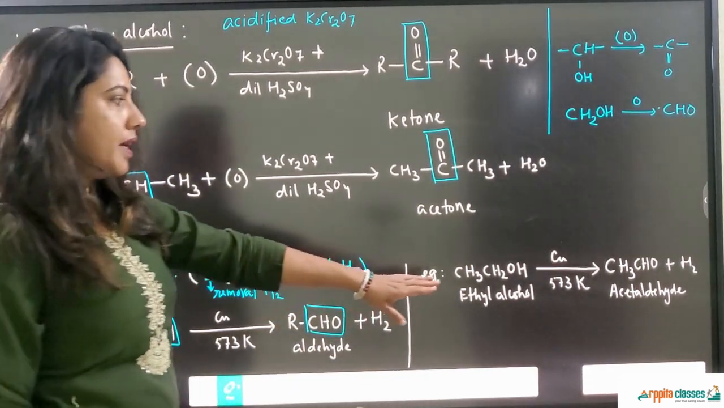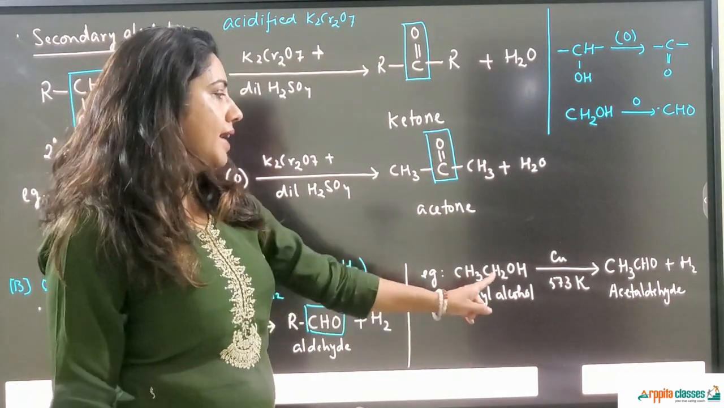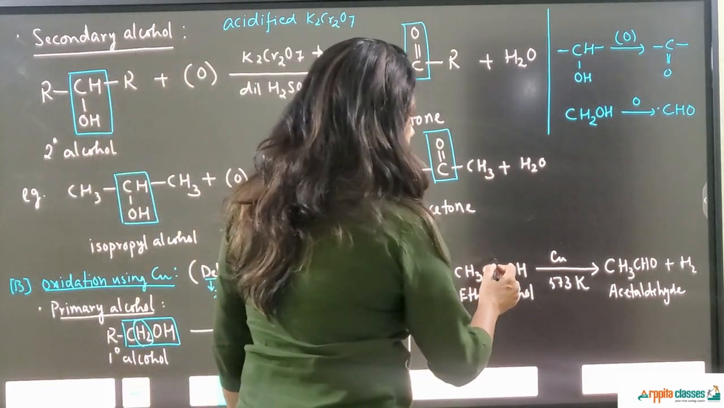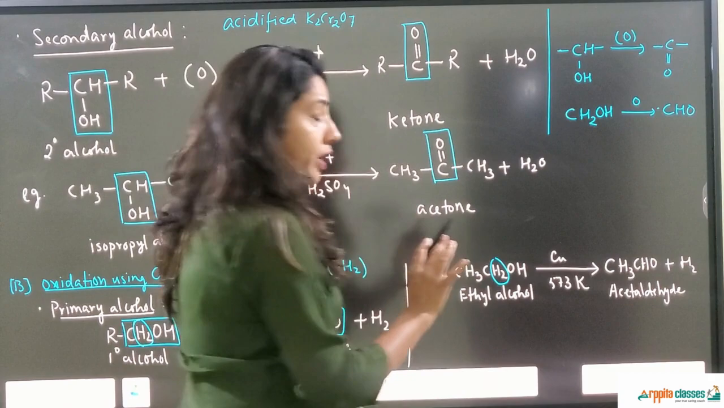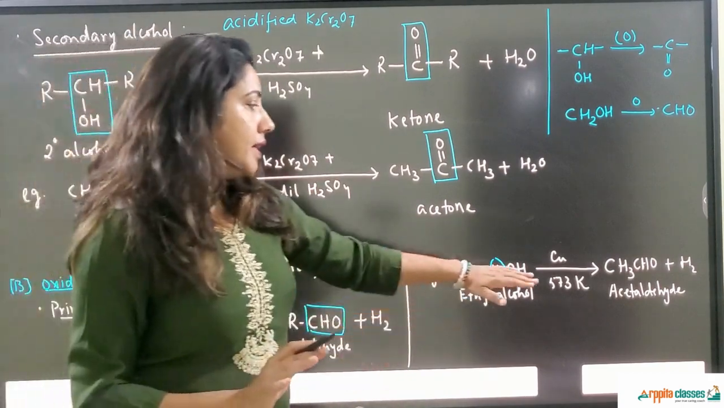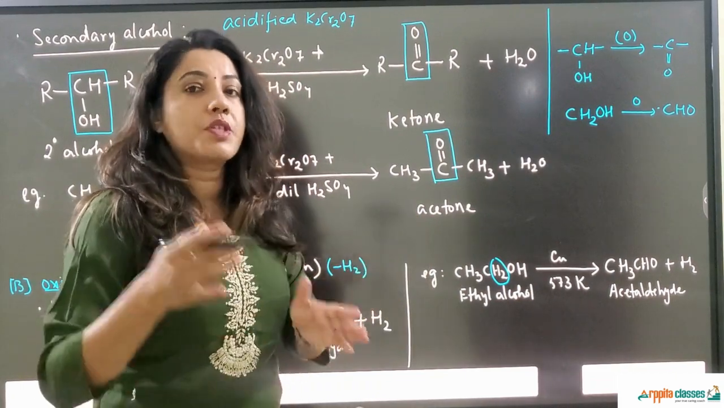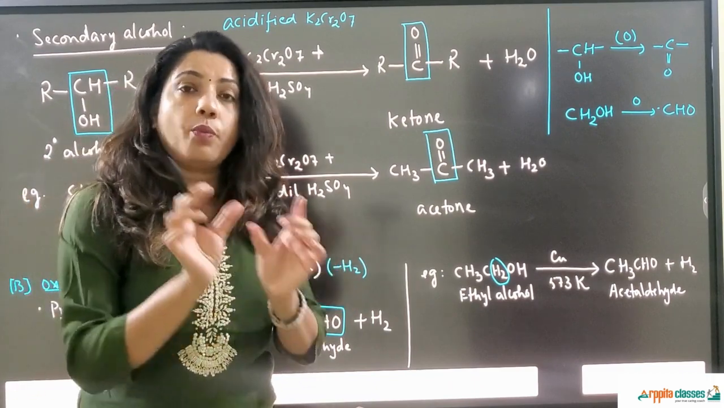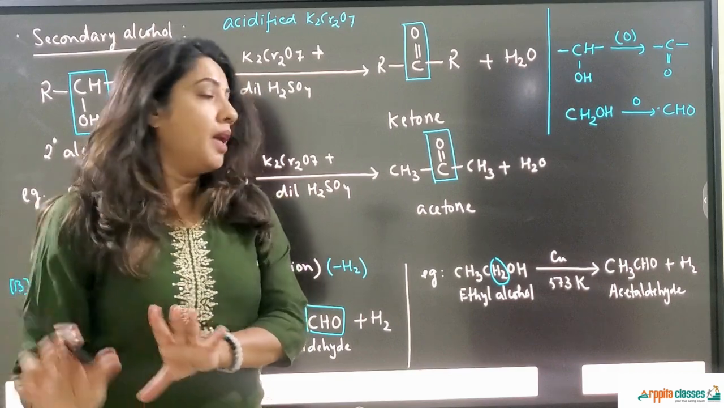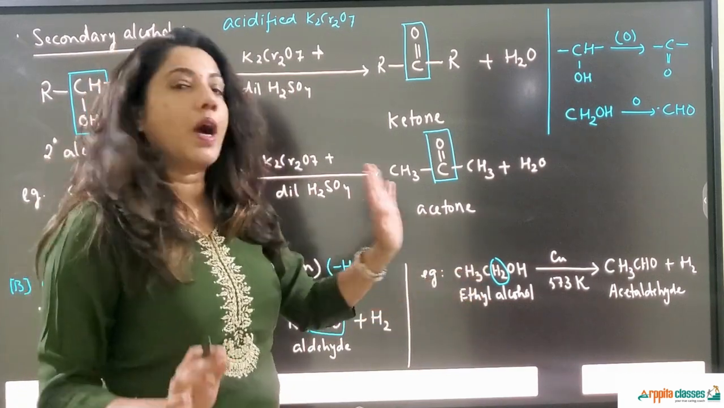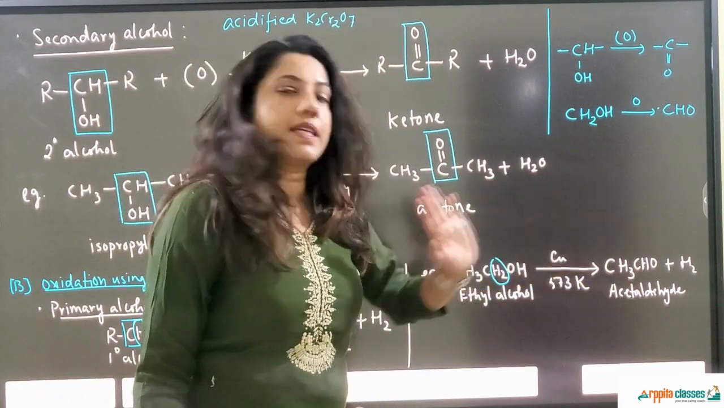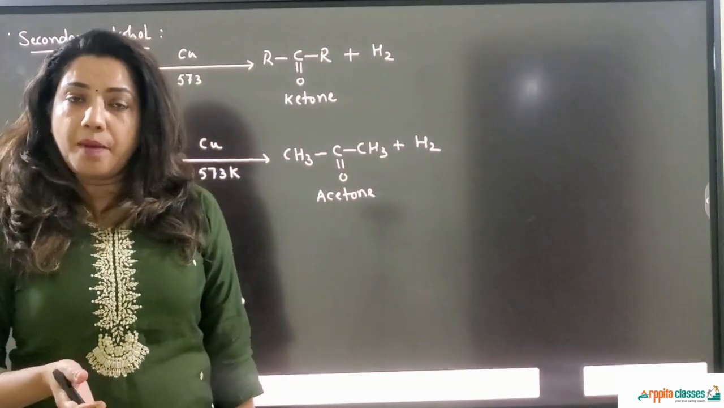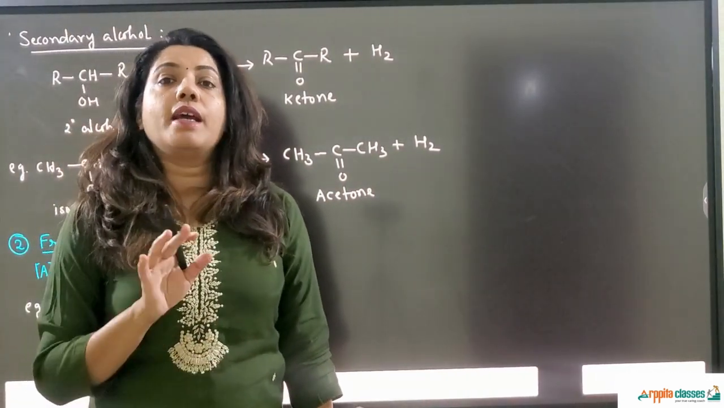Let us take an example. CH3CH2OH. This is ethyl alcohol, copper along with 573 Kelvin temperature. Two hydrogens you just remove from here. I'm just showing you how this is happening, but always remember the primary alcohol on oxidation gives you aldehyde, and that on oxidation gives you carboxylic acid. So CH2OH group will always convert into CHO group. But for remembering, I'm just telling you that these two hydrogens you remove so that you get acetaldehyde and one molecule of hydrogen.